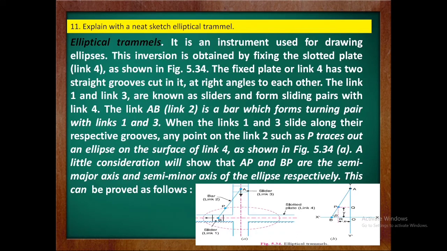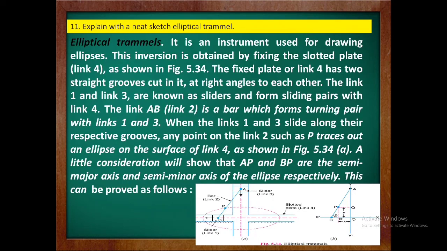Next question, explain with a neat sketch the elliptical trammel. The elliptical trammel is an instrument that is used for drawing ellipses. This inversion is obtained by fixing the slotted plate, that is link number 4, as shown in the figure. The fixed plate or link number 4 has two straight grooves cut in it at right angles to each other. The link 1 and link 3 are known as sliders and form a sliding pair with link number 4.